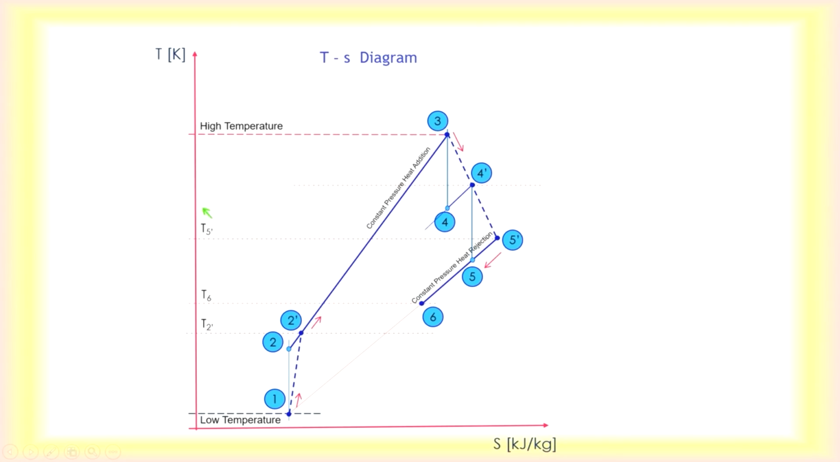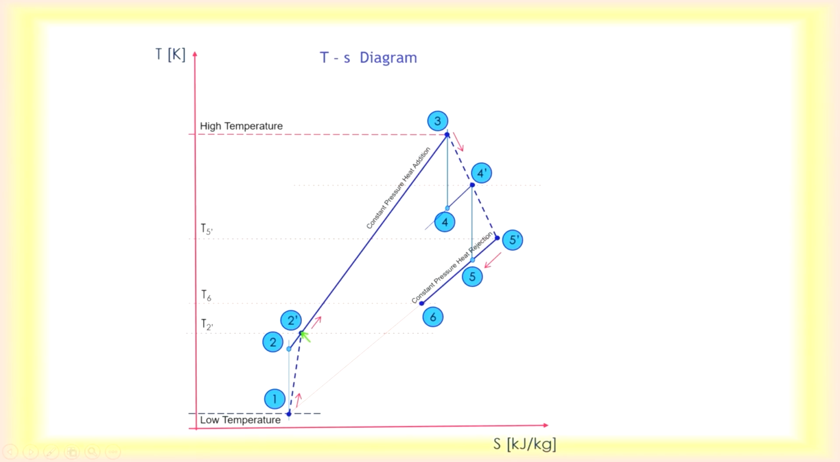So for the T-S diagram, you can see here, first from state point 1 to 2, where the air undergoes an isentropic compression. You can see the pressure line here. The pressure is increased and the temperature is also increased. So that is the isentropic compression. Due to the irreversibilities, you have 1 to 2 prime.